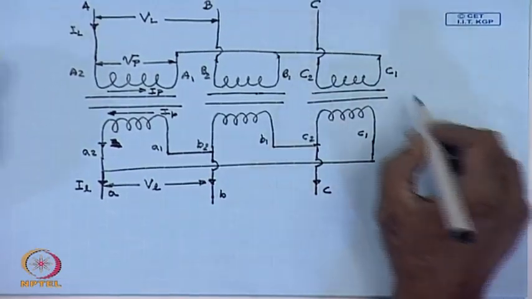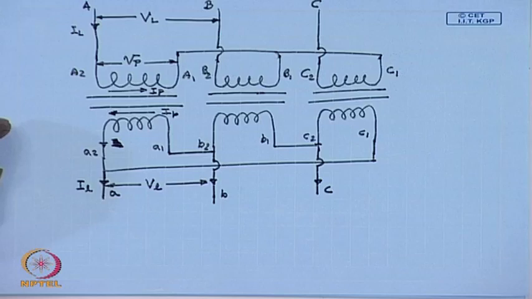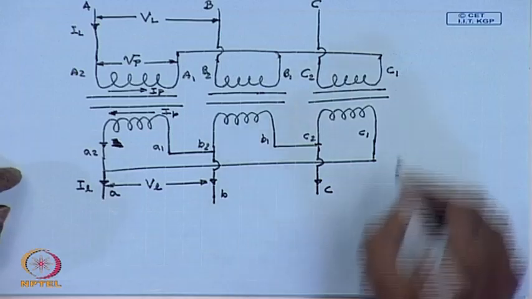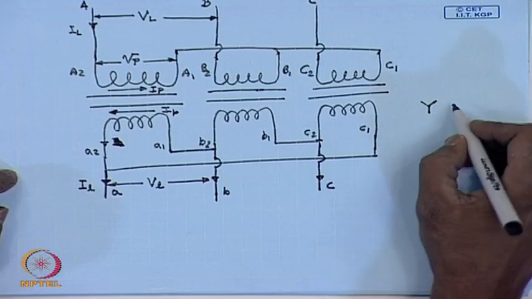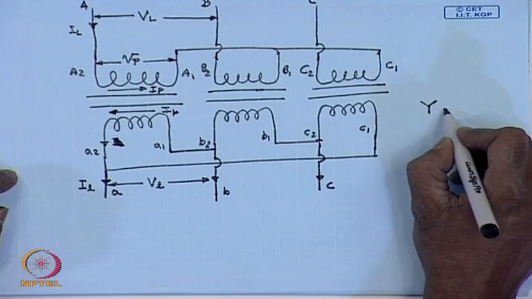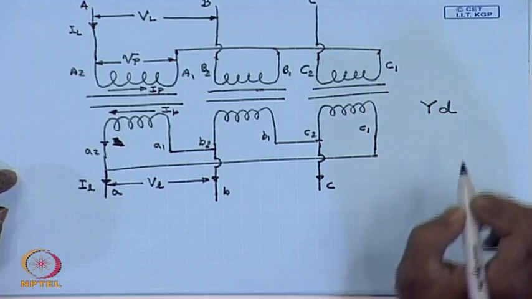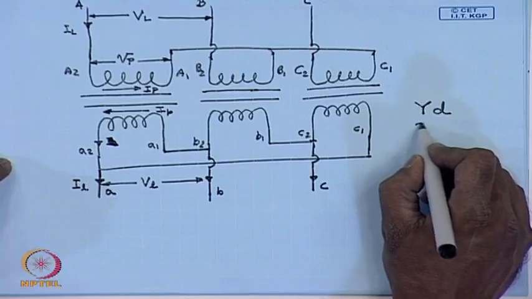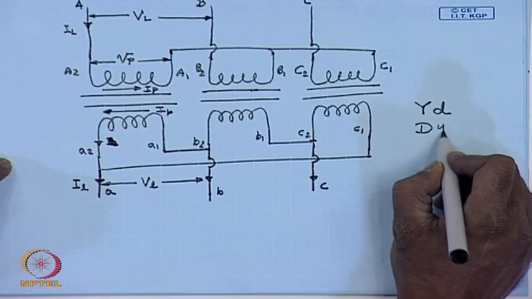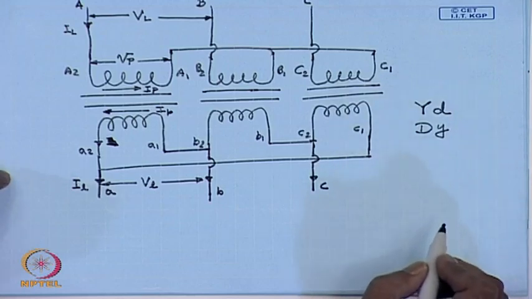This is called star delta connection. That is, the high voltage side star is represented by a capital Y and the low voltage side delta is represented by a small letter d. Had the high voltage side been delta connected, it would have been written as capital D small y, delta star connection.